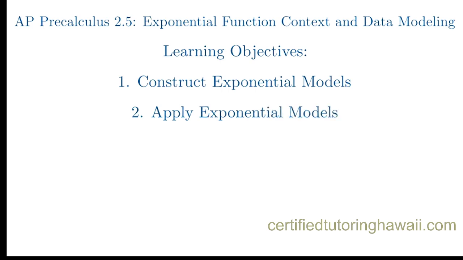Let's get started. So, how do we spot an exponential pattern in data? The key is to look at the ratios of successive outputs. Unlike linear functions, which have a common difference, exponential functions have a common ratio over equal length input intervals. This means you multiply by the same number repeatedly. Let's look at an example.